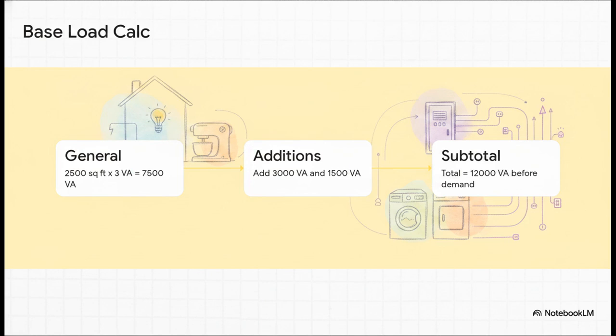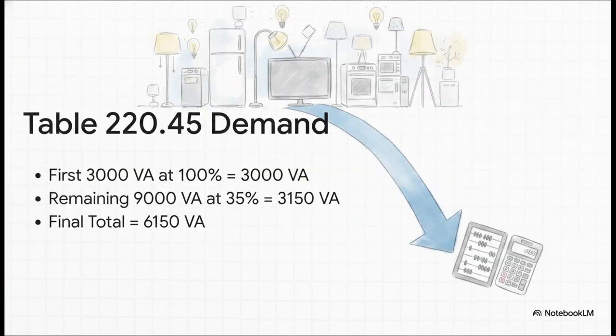Step 1, 2500 square feet times 3VA gives us 7500 volt amps. Step 2, we add our 3000 VA for the kitchen circuits and our 1500 VA for the laundry. Step 3, that gives us a grand total of 12,000 volt amps, and that's before we apply any demand factors. And this brilliantly illustrates how the NEC saves you from putting massive, completely unnecessary electrical services on standard homes.